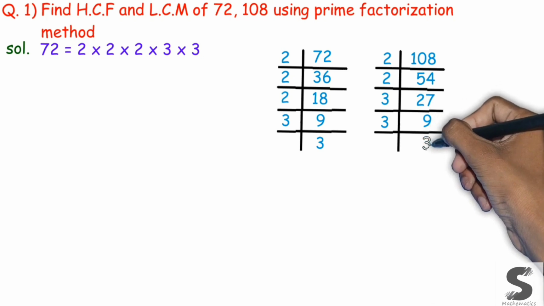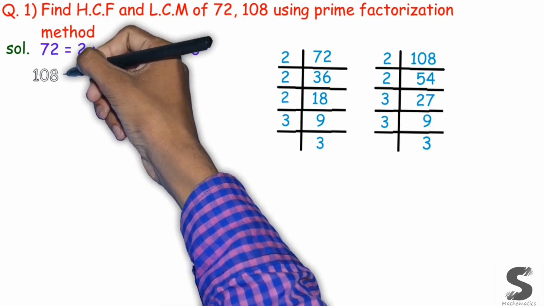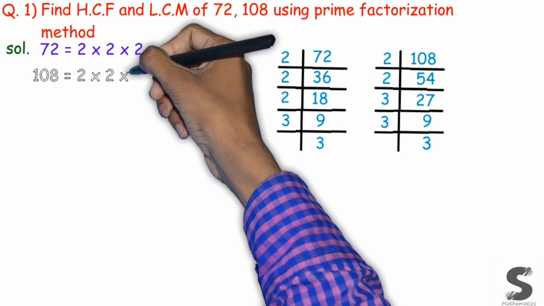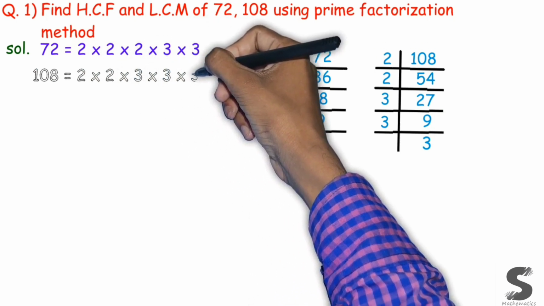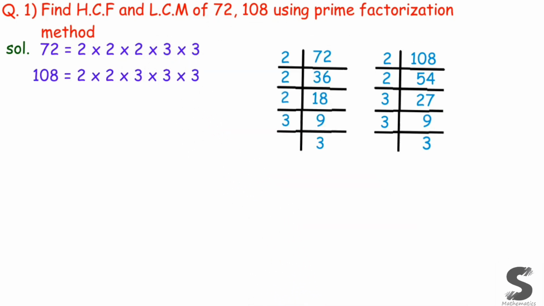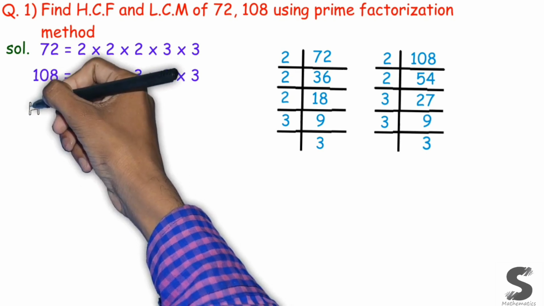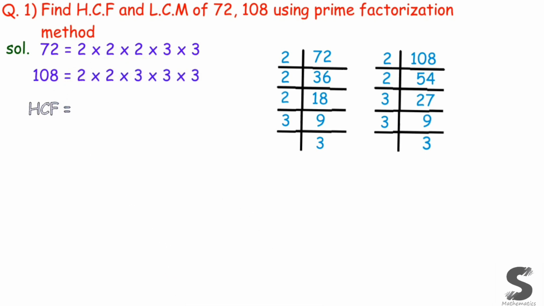The prime factorization of 108 is as follows. 108 is equal to 2 into 2 into 3 into 3 into 3. Now we will find HCF. HCF is equal to, what are the common prime factors in both numbers?